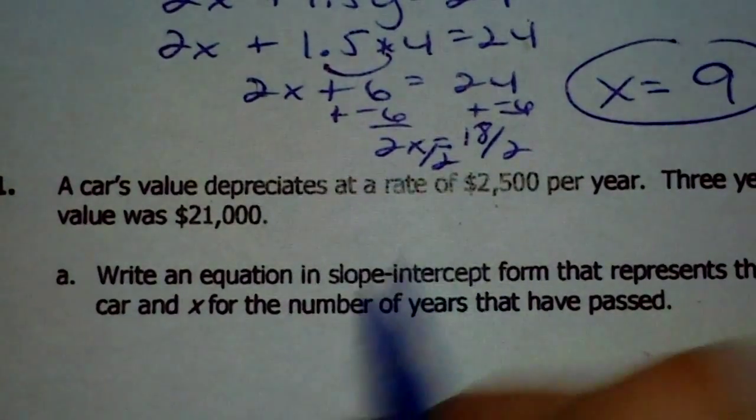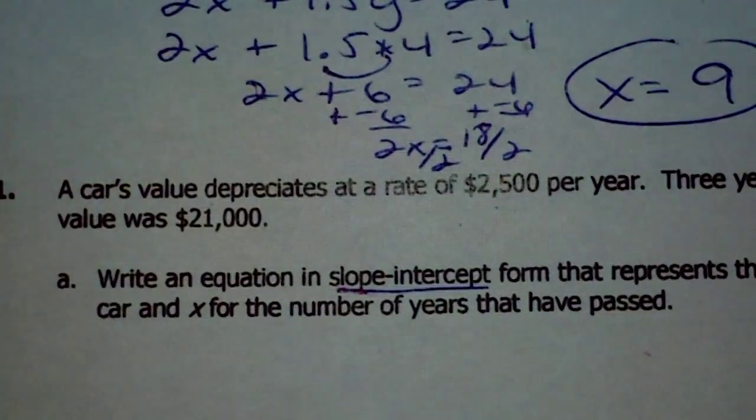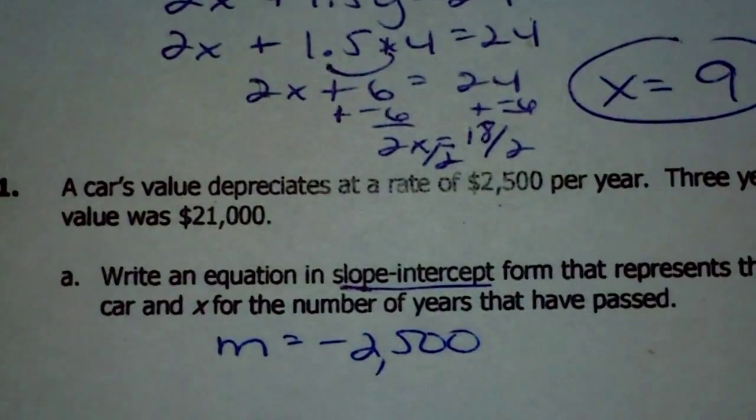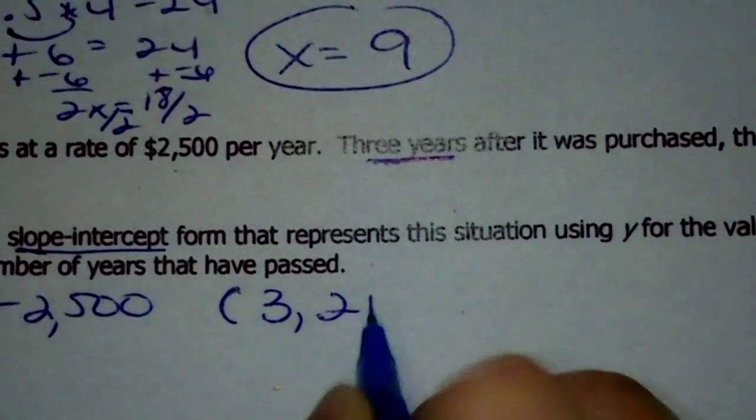Letter A says to write an equation in slope-intercept form that represents this situation using y for the value of the car and x for the number of years that have passed. Now with slope-intercept, you're probably thinking, okay, so you need an m and you need a b, and maybe you see that your slope is negative 2,500 because it's depreciating. That means it's going down by that. You're not given a y-intercept, but you are given a point. If I say to use y for the total value of the car and x for the number of years that have passed, up here it says 3 years after it was purchased, it was worth $21,000. That means you're given the point (3, 21,000).